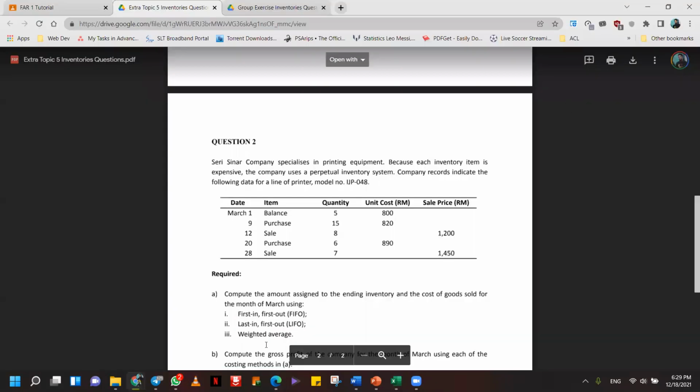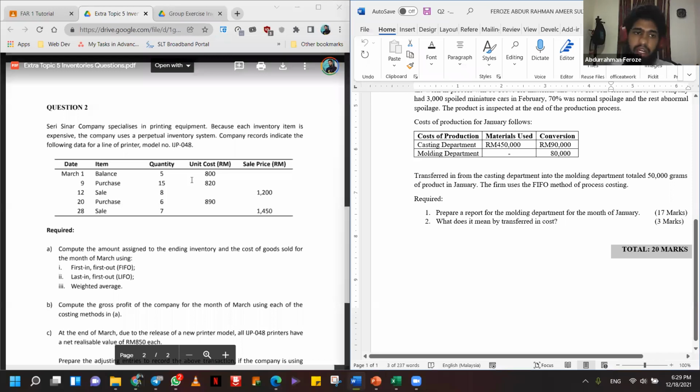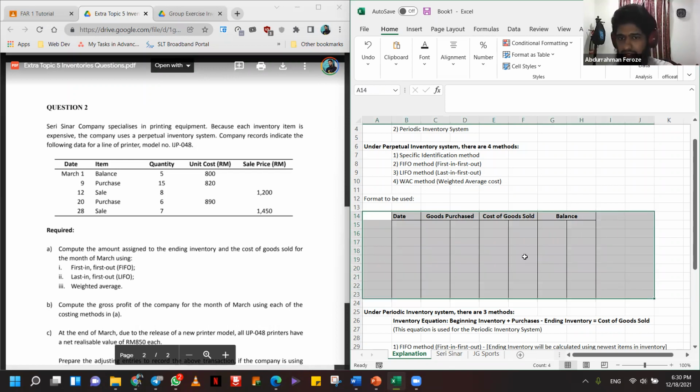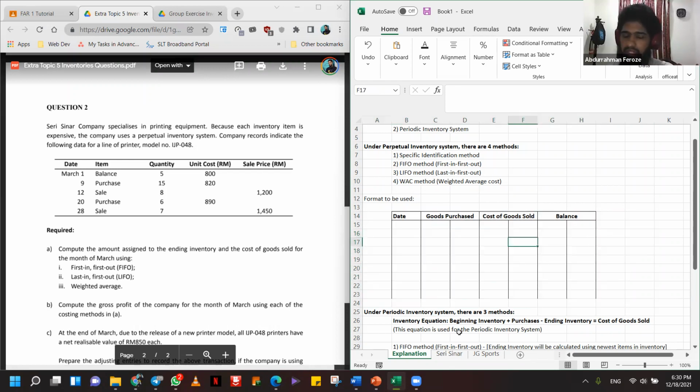We can proceed to the example. Okay, the first question that we'll be doing is this question. I've uploaded this to Google Classroom, and you can see the folder. So this is the question. This is the format that is generally used. I've made this format here so it's easy even for you if you want to do it in Excel. It's easy to just copy paste it and do it.